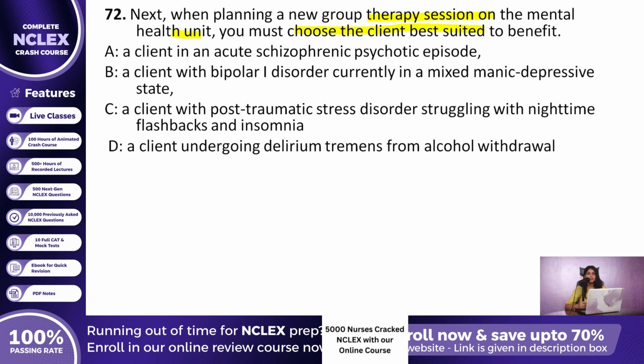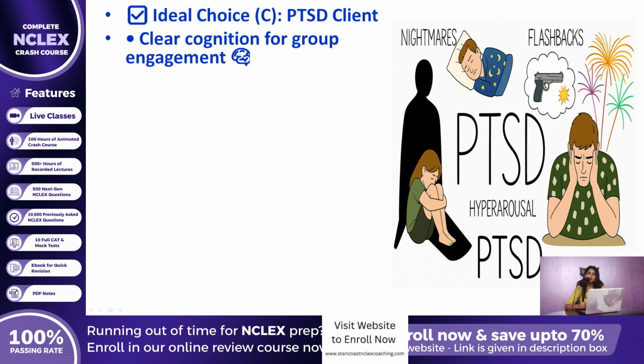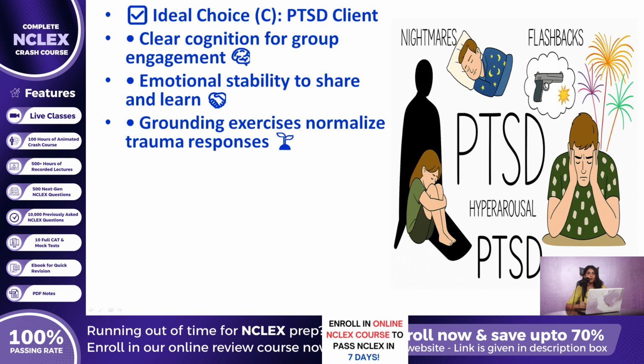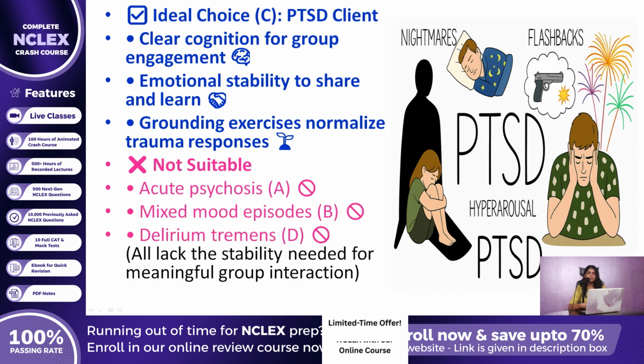The ideal participant is C. The PTSD client, because group therapy requires sufficient cognitive clarity and emotional stability to engage with peers. Sharing coping strategies and learning grounding exercises in a supportive setting helps normalize trauma responses. Clients in acute psychosis, option A, mixed episodes, option B, or delirium tremens, option D, lack the stability necessary for meaningful group interaction. Question 73.